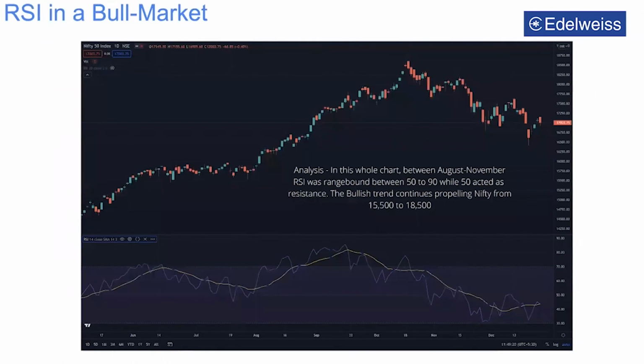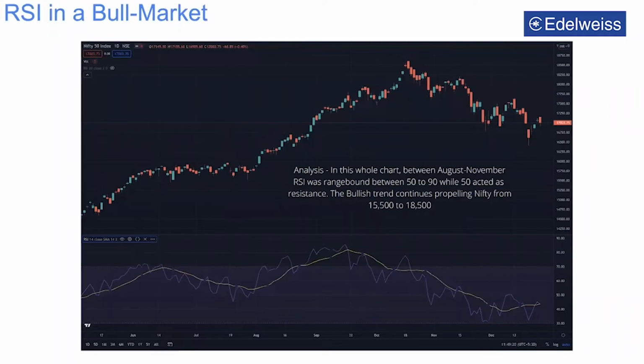Now we study what RSI in a bull market looks like. These are of course old examples taken from, let's say, 5 to 7 months back. Let's consider this. Here we can see that from the start of the chart to almost the month of November, the RSI levels didn't break the level of 50.